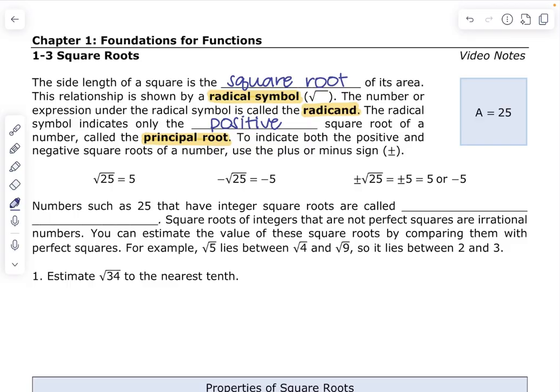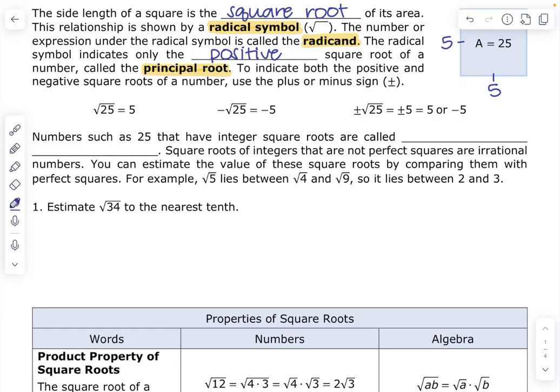Okay, it says the side length of a square is the square root of its area, right? So if we have an area of 25 in our square, we would know that the side length is 5. This indicates that the square root of 25 is 5. All right, numbers such as 25 that have integer square roots are called perfect squares. Square roots of integers that are not perfect squares are irrational numbers.